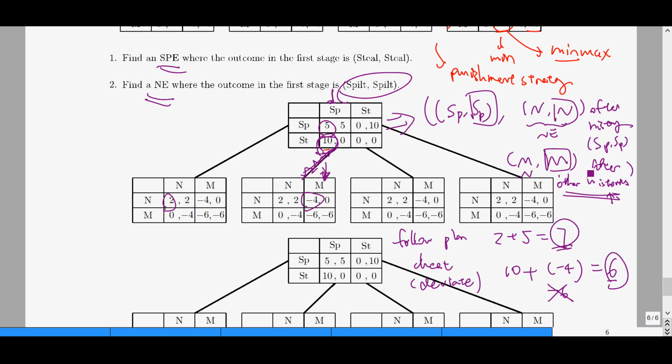No one wants to cheat. It means no one wants to deviate. It means this plan works. So this is a Nash equilibrium. When this thing, whatever it is, has a punishment strategy that is also a Nash equilibrium, then it's an SPE. So yes, that's all I want to say.